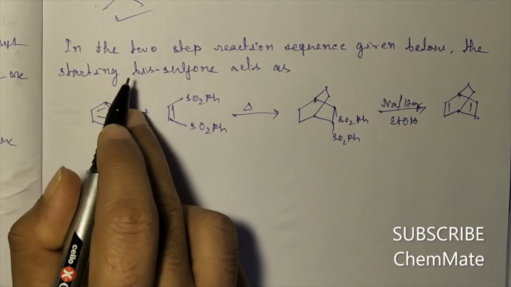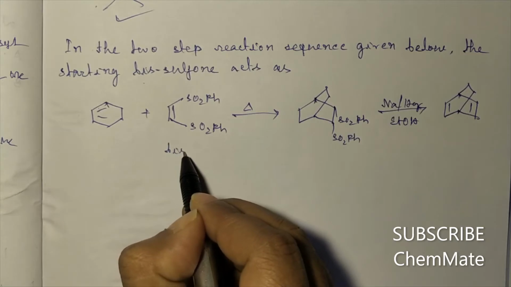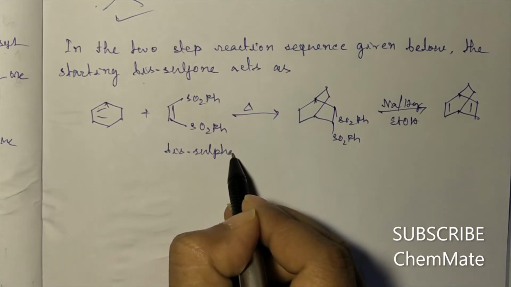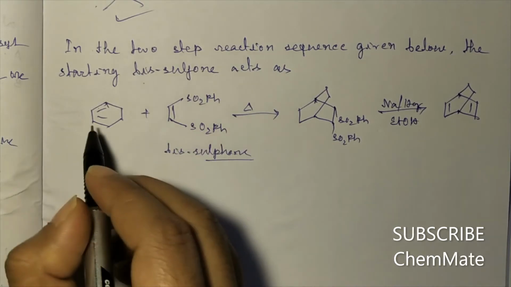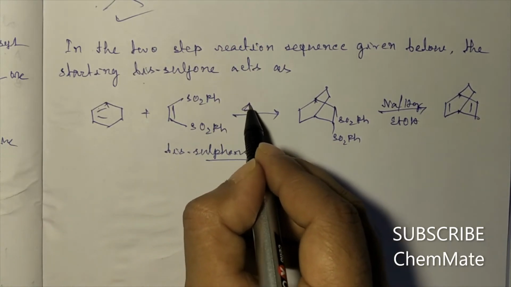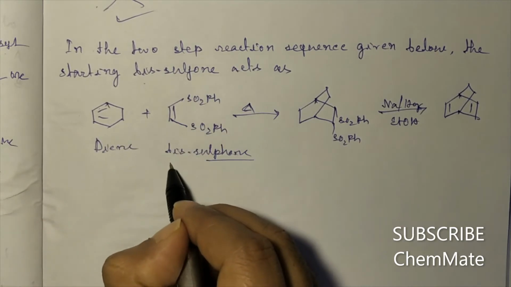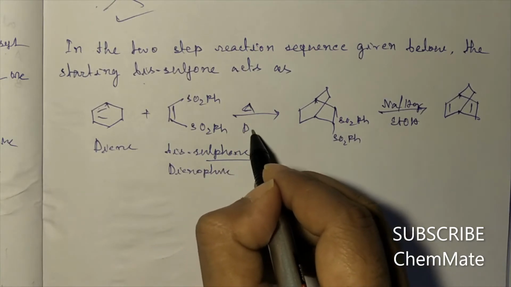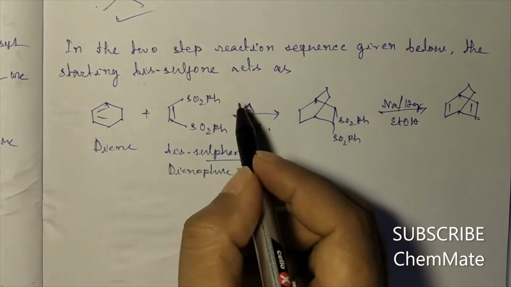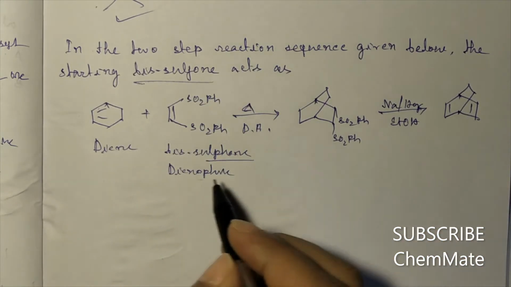Next question. In the two-step reaction sequence given below, the starting bis-sulfone acts as... So this is bis-sulfone. As we know, this is the diene, this is the dienophile, and this is a Diels-Alder reaction. So bis-sulfone acts as a dienophile here.